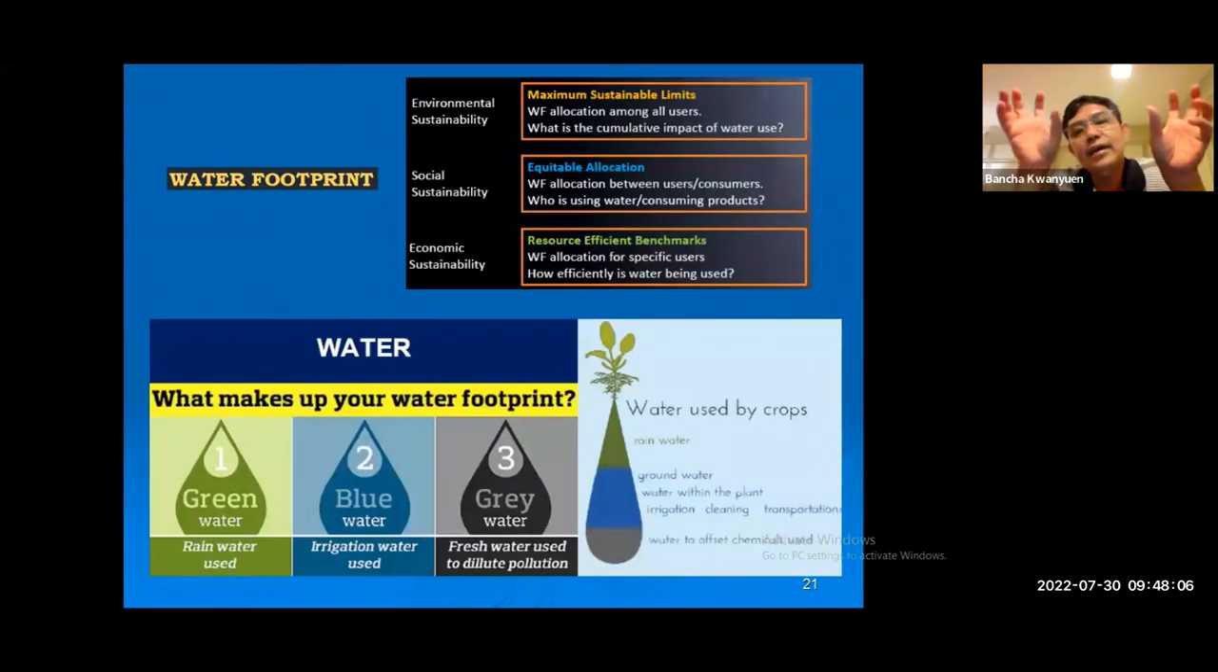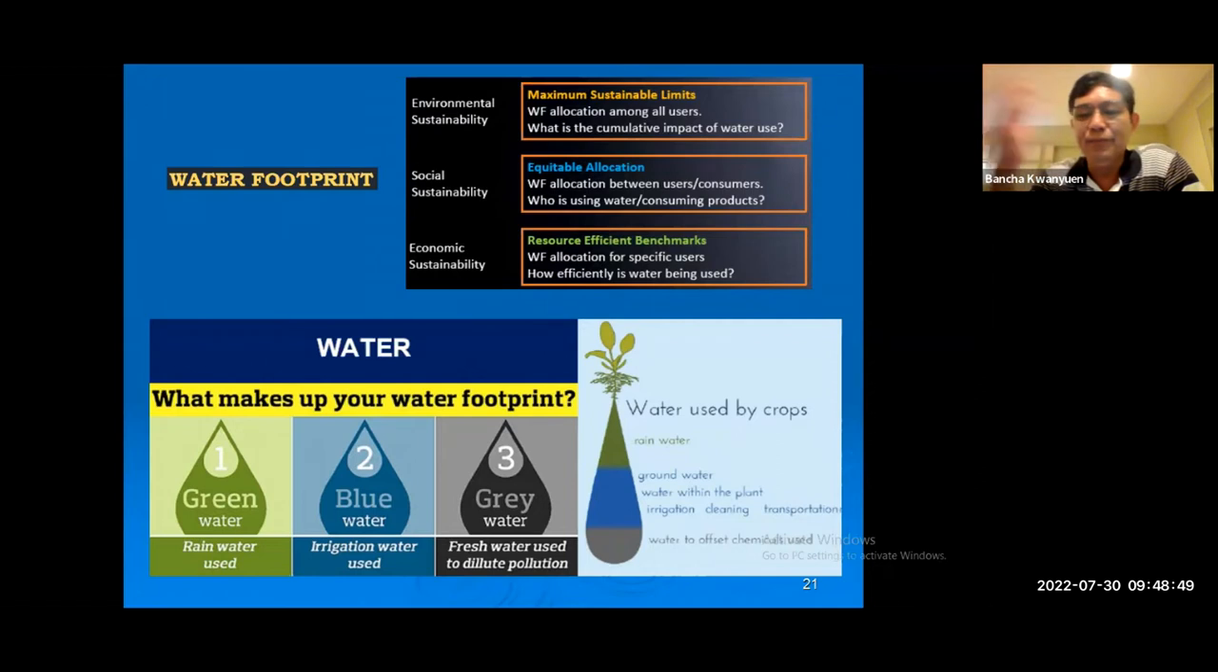So how can we separate the water footprint? We can have three of them: the green water footprint, the blue water, and the gray water. Green means the water used from nature, like rainwater. Blue means the water that you actually supply to the crop, like irrigation water. And the gray, of course, is waste coming from the field, where you have to dilute the pollution, say from fertilizer. After you use the fertilizer, you have residue, and you have to use some water to dilute that.